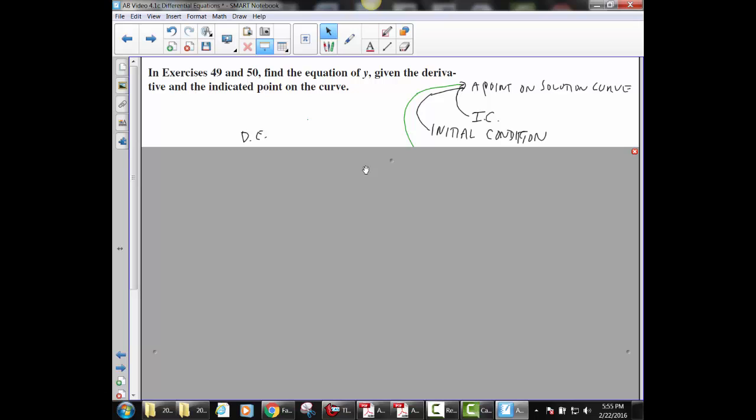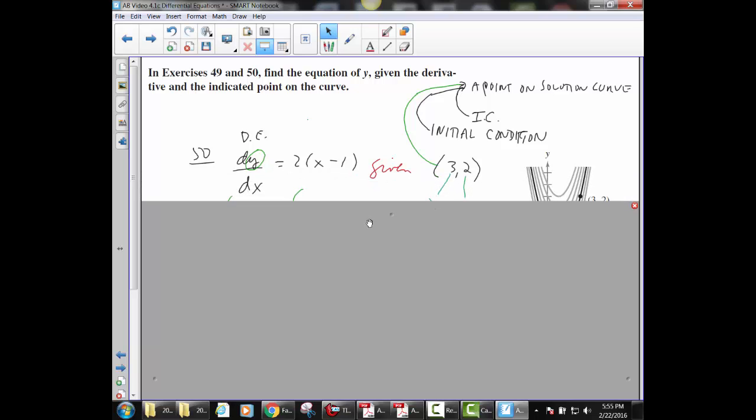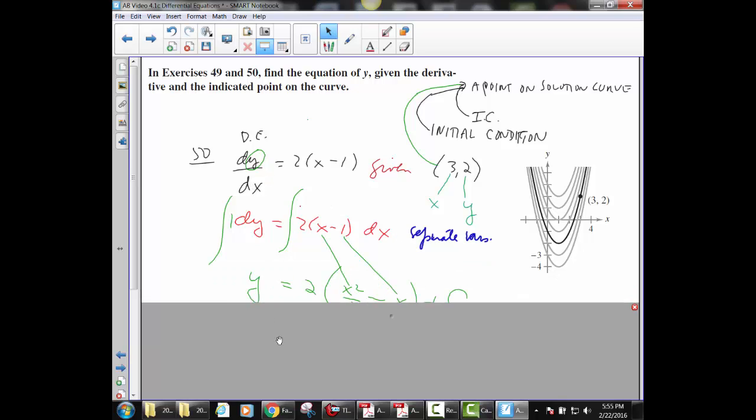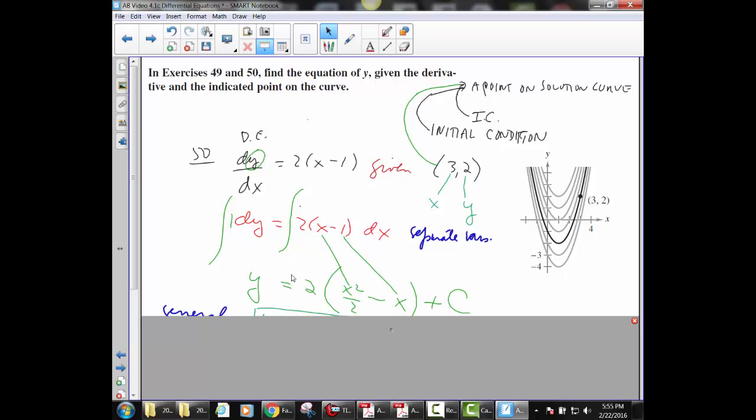In numbers 49 through 50, it says find the equation of y given the derivative and the indicated point on the curve. So basically, they're giving you a differential equation, but you're not going to get a general solution this time. You're going to get a particular solution because they have given you a single point. Here's what we do. We separate the variables, so we bring the x to this side. We integrate both sides. We get 1y equals 2 times x squared over 2 minus x plus c.